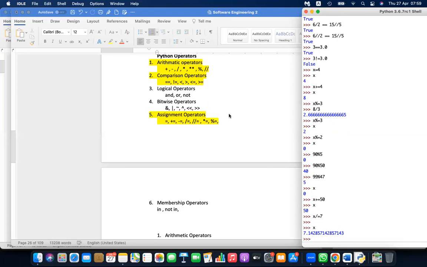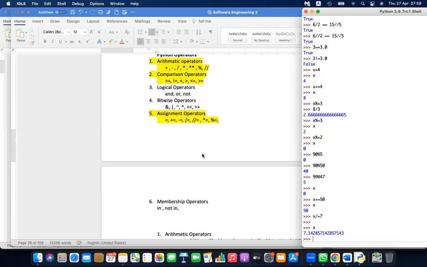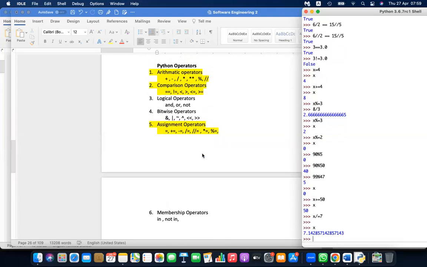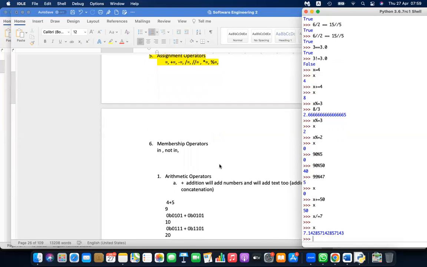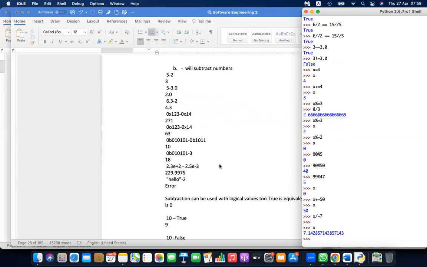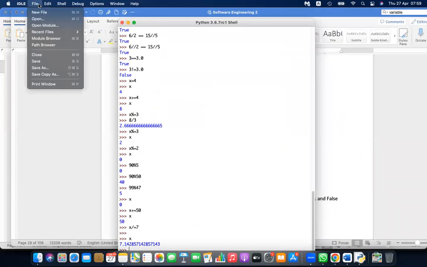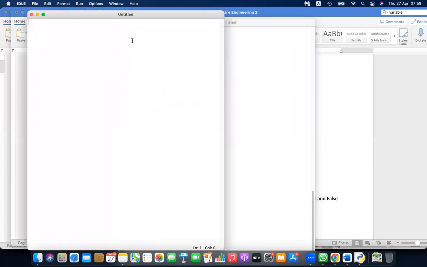Now we have studied 3 operator types: arithmetic, comparison, assignments. So we need to finish 2 more: logical and bitwise, and membership operators. Actually, before we wind up, I would like to give you a small exercise that you can try. So here in Python, you can take a new file. Go to the file menu, take a new file.